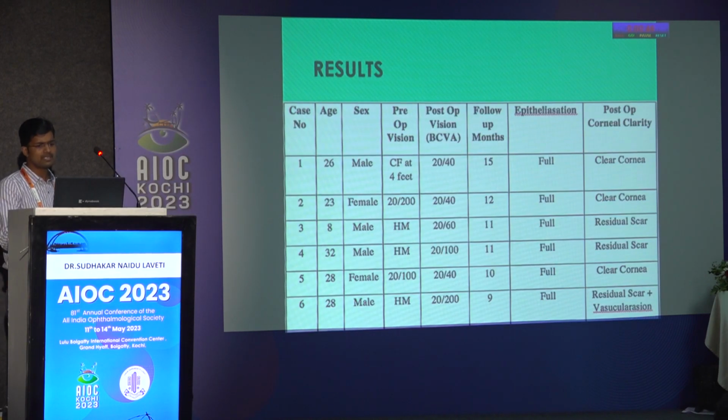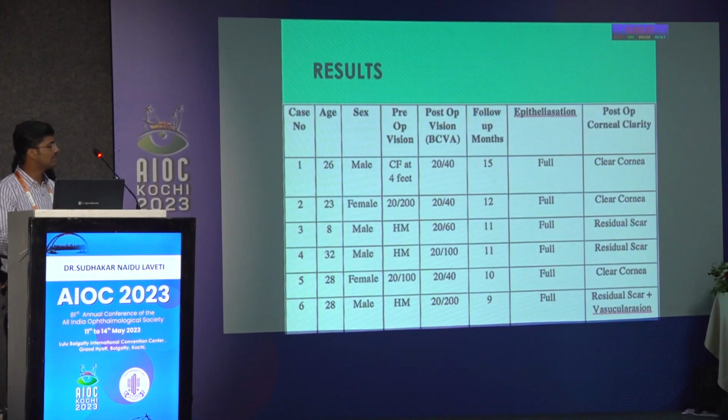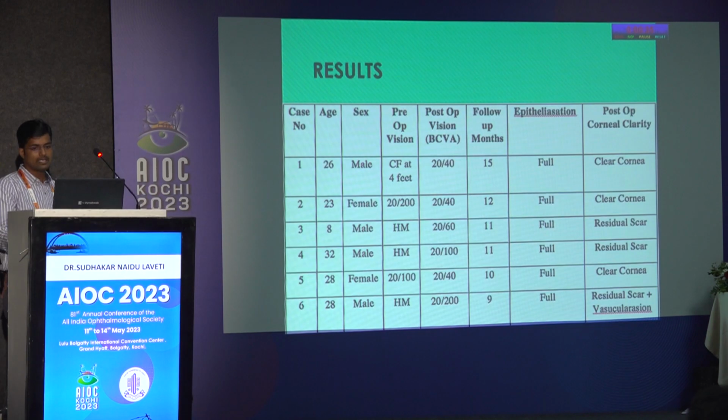The mean follow-up period was 11.5 months, and visual acuity improved by more than 3 lines, with significant anatomical and visual outcomes. Epithelialization was complete in all cases, 3 cases had a clear cornea, 2 cases had a residual scar, and 1 case had a residual scar with vascularization that needed further intervention.